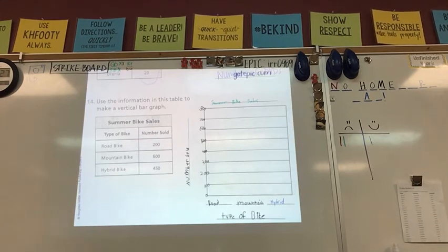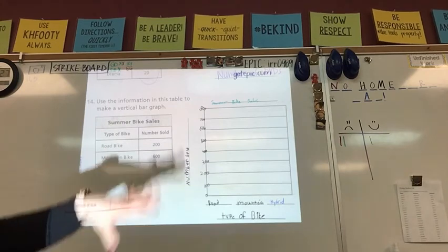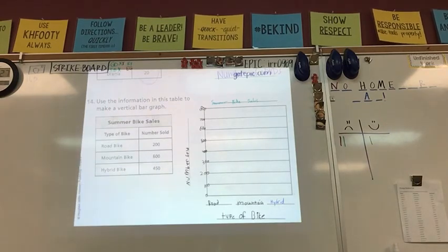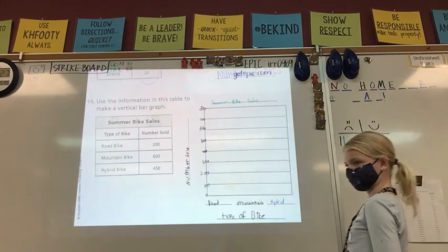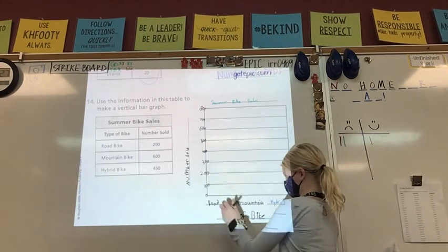So I'm looking for someone to draw my bar for my road bikes. Someone who has not drawn anything up on the board yet. Macy, go ahead and draw my bar for my road bikes. Looks like we have 200 road bikes Macy sold.